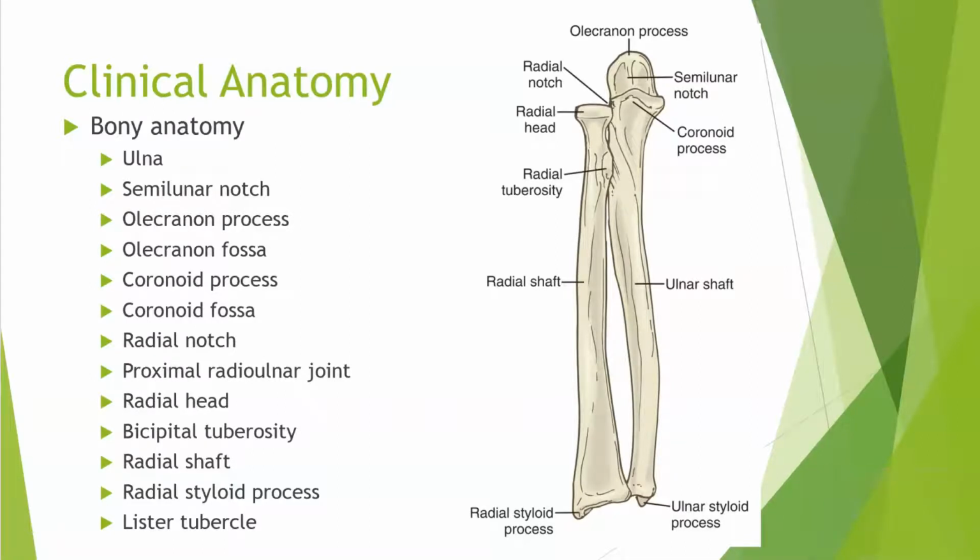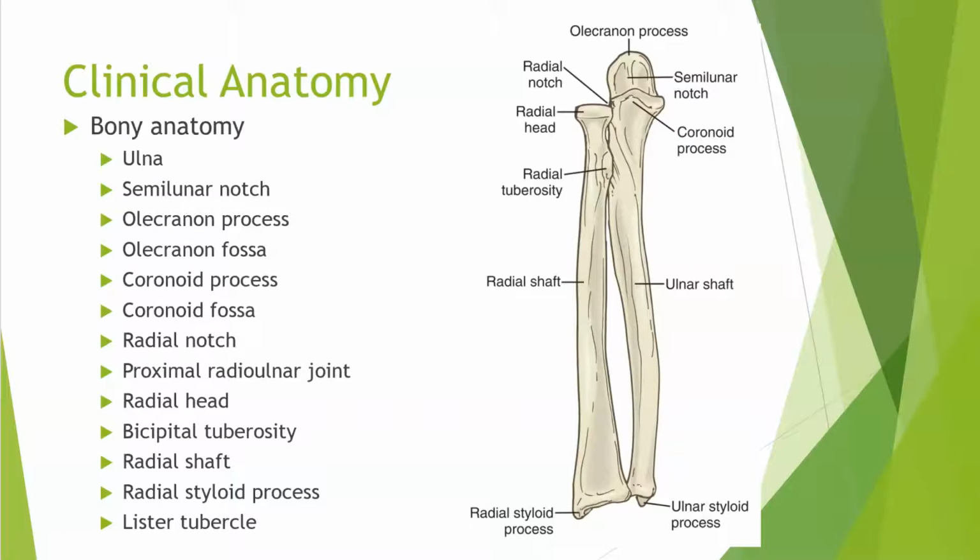The ulna has an established roll, which the radius is articulated in a way that allows it to roll over the ulna, moving the hand from supination or external rotation to pronation or internal rotation. The two bones of the forearm are the radius, which is lateral, and the ulna, which is medial. Remember when we were talking about finding the radial pulse? It was on the thumb side. That's the radial side.